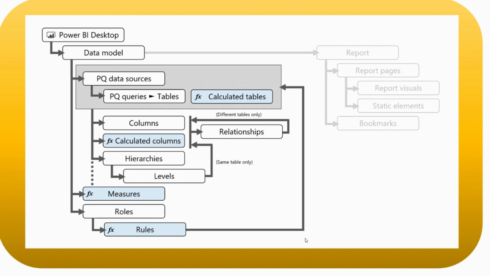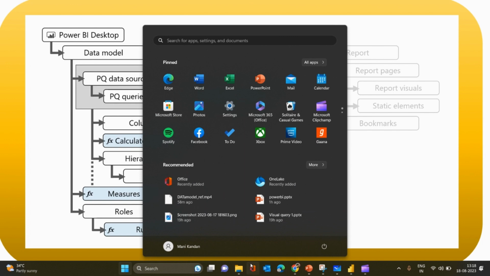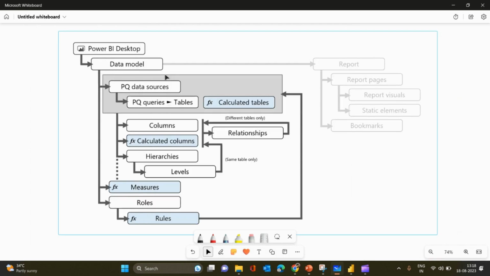Before getting into the modeling part, we should understand the hierarchy in Power BI. So let's get started. Let me open the whiteboard. So here is our Power BI Desktop. You know what Power BI Desktop is. It's a tool where we can develop all reports, dashboards, everything, right? Under Power BI Desktop, the first and foremost thing we need to do is get the data, correct?